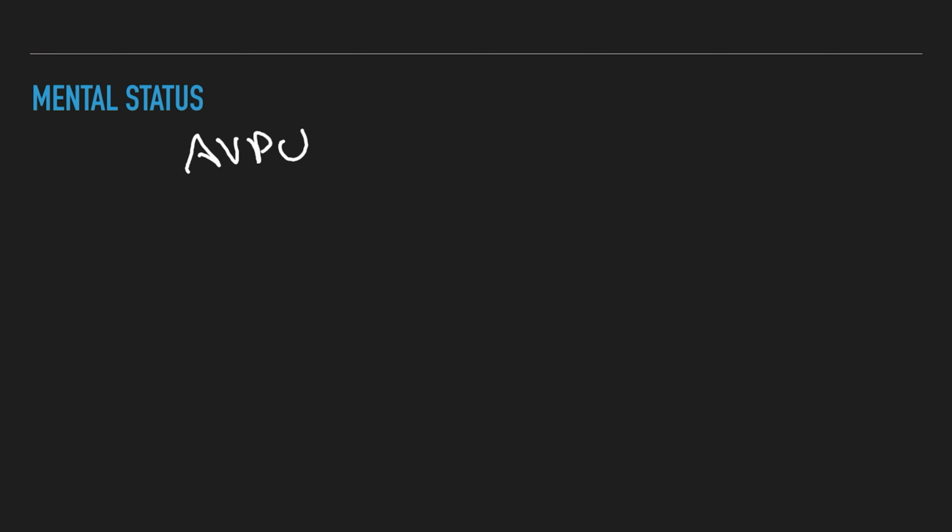So is the patient alert, or do we have to shout at them the old, hey, hey, are you okay, to see if they respond verbally? Or maybe we have to pinch their shoulder or their nail bed to see if they respond to pain. And if they don't, then they're unresponsive. We also have the three components of the Glasgow Coma Scale. I'll talk about that more later.